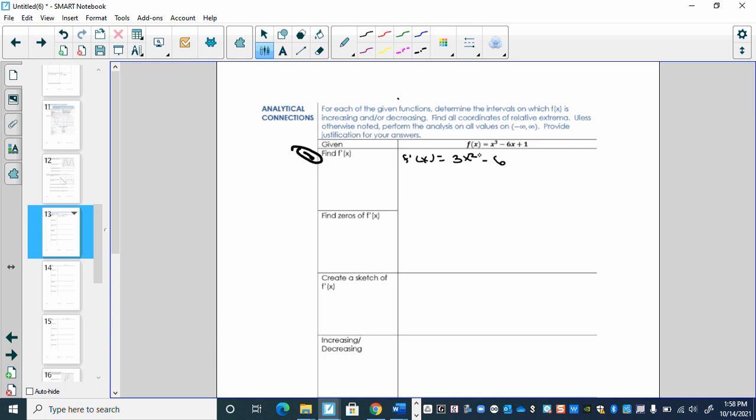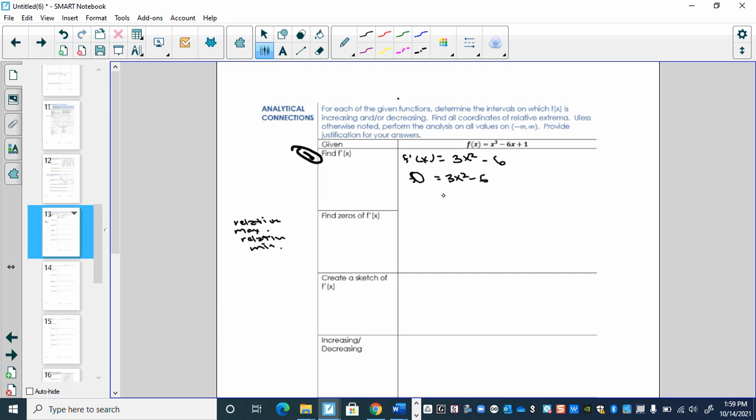Okay? Now, after that, we're going to find the zeros of f prime of x, because this is where we get information about relative maximums and relative minimums.